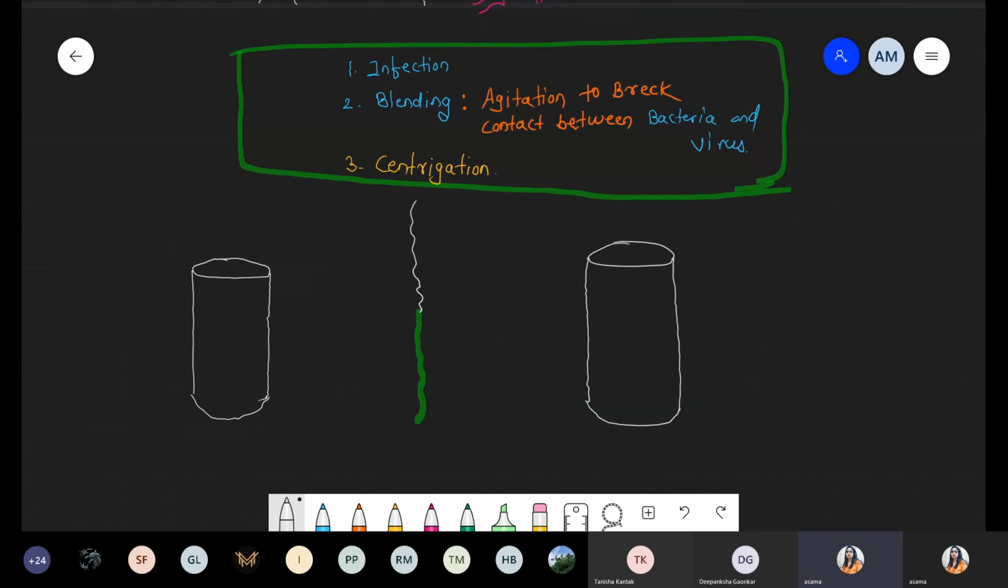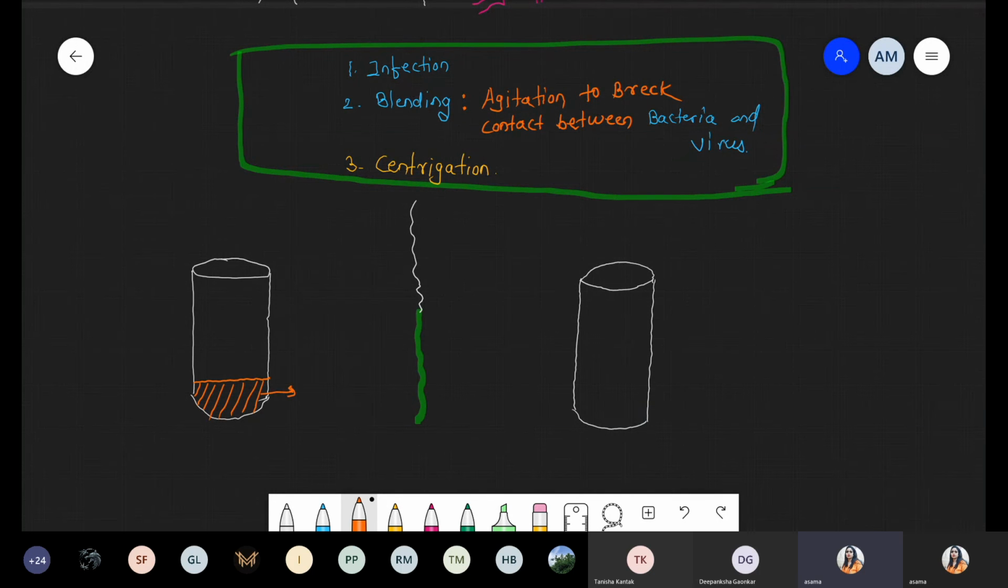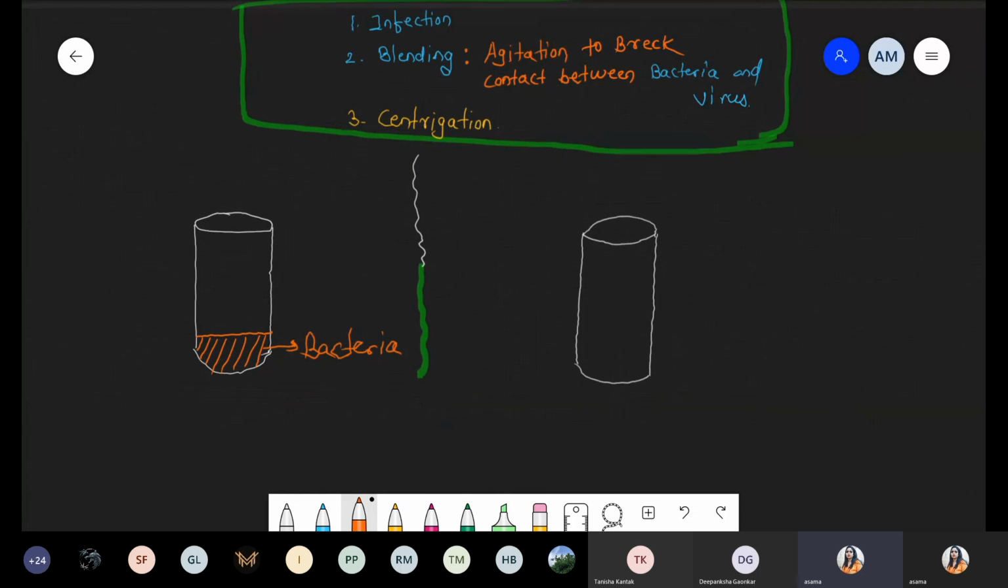I hope you are aware of the words pellet and supernatant. Pellet means the solid particles which settle down at the tube bottom, and supernatant means the liquid which is present on the upper side. So there are two test tubes. Inside this test tube, at the bottom, there is a bacterial culture. So what will be present here? There is a presence of bacteria, because as compared to virus, bacteria have more molecular weight. So after the centrifugation technique, they will settle down. And such bacterial culture is called the pellet.